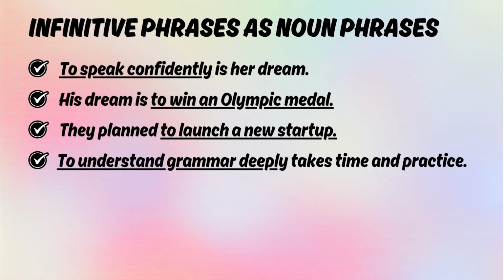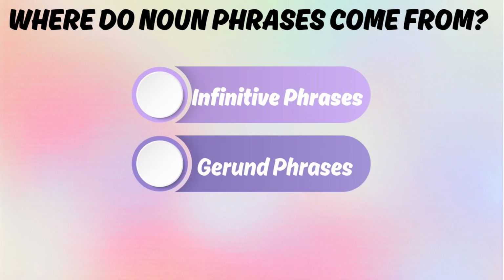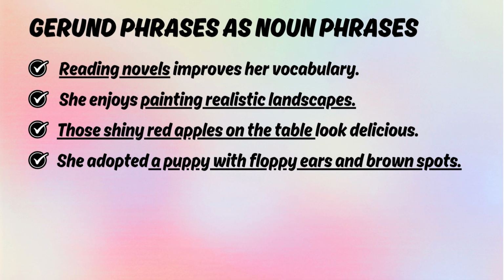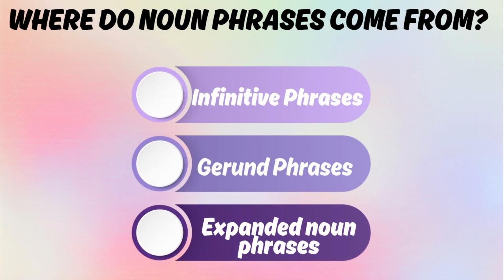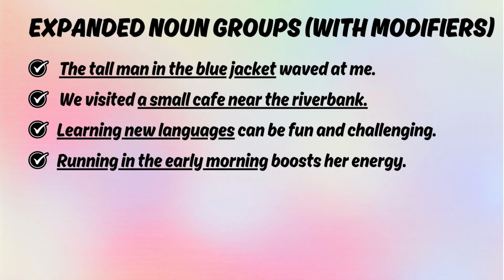Number two, gerund phrases. These begin with ing verbs used as a noun. For example, reading novels improves her vocabulary. Reading novels is a gerund phrase. Number three, expanded noun groups. These are your classic noun phrases packed with determiners, adjectives, and post-modifiers. Like the tall man in the blue jacket waved at me. The tall man in the blue jacket is an expanded noun group.